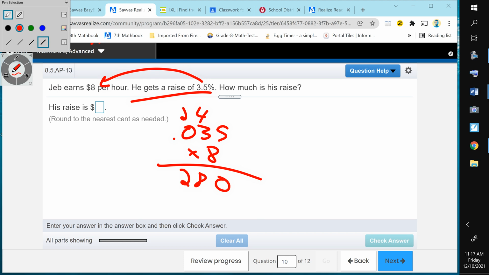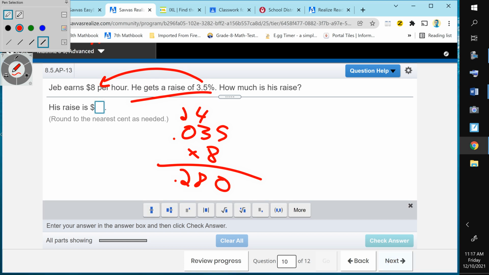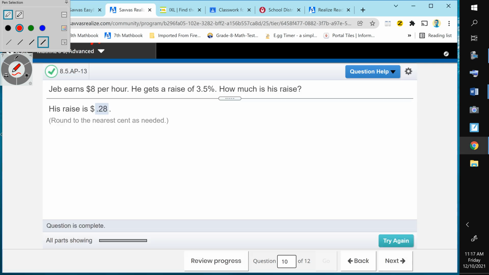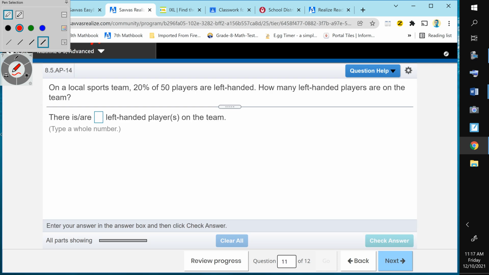24,802, three decimals. That's a 28-cent raise. Let's see if it's right. 0.28, enter. And it is fantastic. I think that means we have 2 left. Yep, 2 left. We're going to finish in enough time.